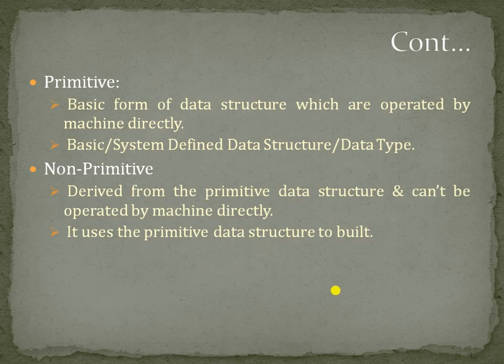Primitive data structure means it's a basic form of data structure which is operated by machines directly. It's a basic or system-defined data structure or data type like integer, float, character, double. Similarly, non-primitive data structure means they are derived from the primitive data structure and they cannot be operated by the machines directly. It uses the primitive data structure to build, for example, class and data structure.